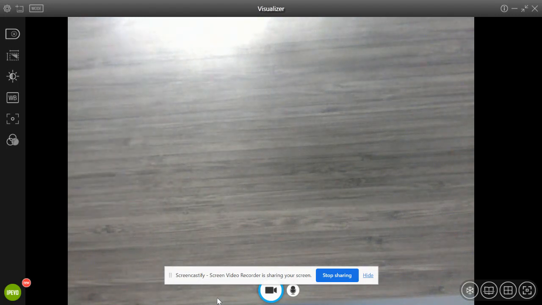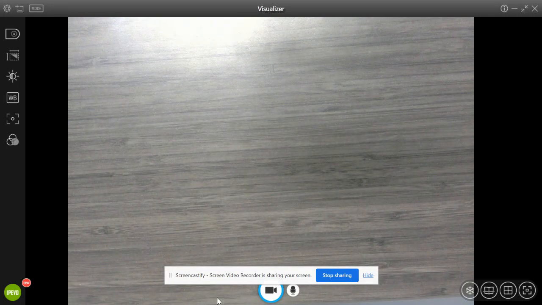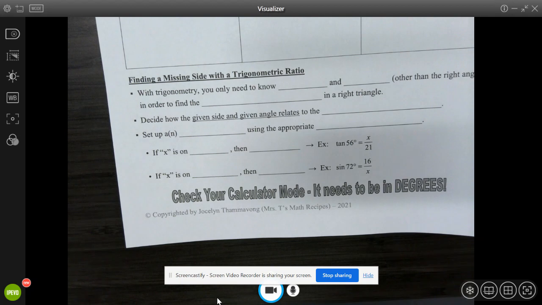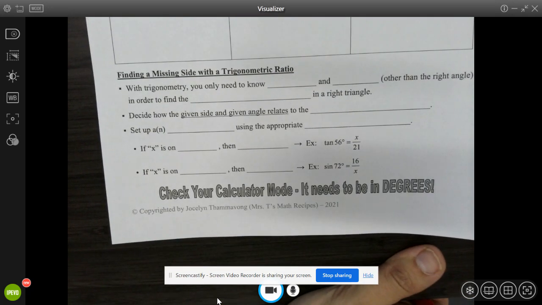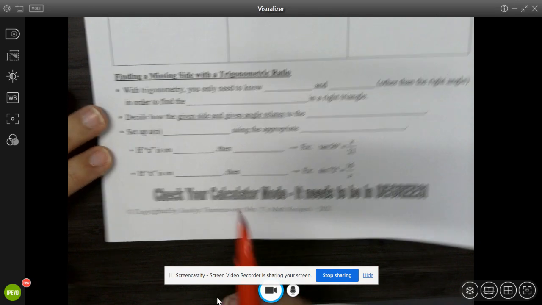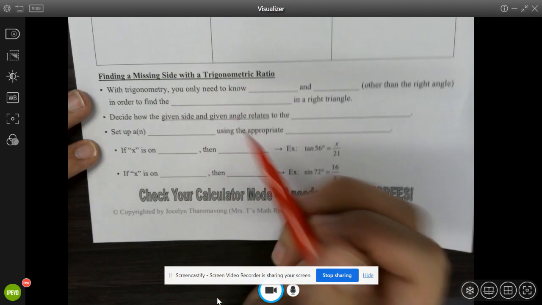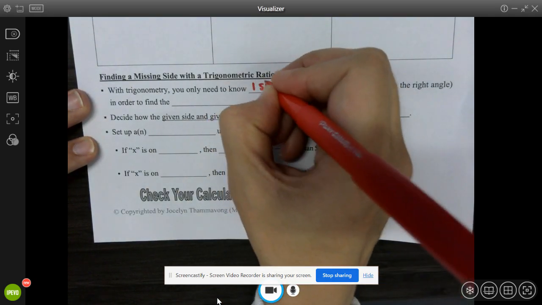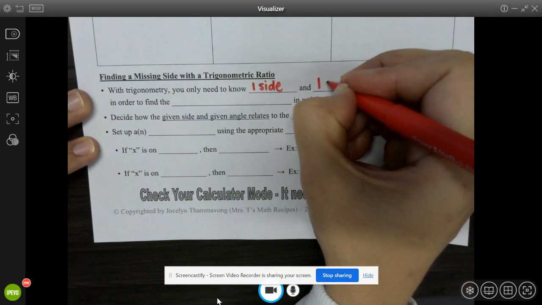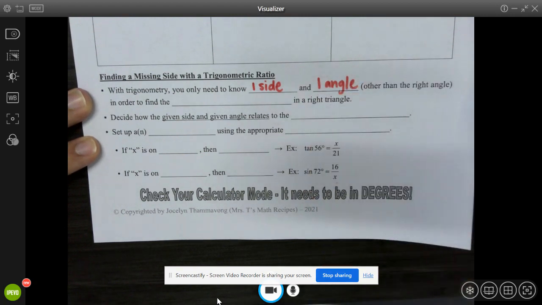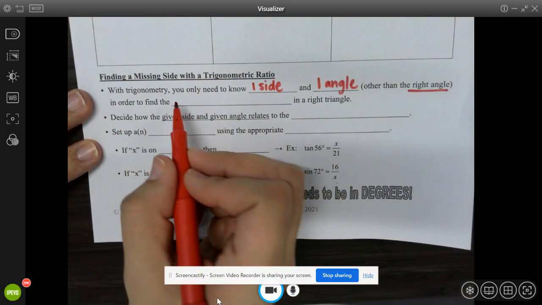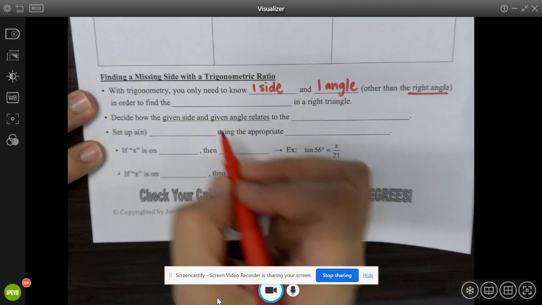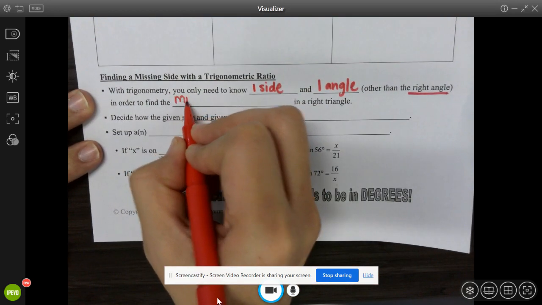Right, so we're going to now just do solving for a missing side. So now we're going to be solving for a missing side, and then we'll be solving for a missing angle, still using sine, cosine, and tangent, so still working with right triangle trig. With trigonometry, you only need to know one side and one angle, besides knowing that we have a right triangle, because these only work for right triangles, in order to find a missing side.